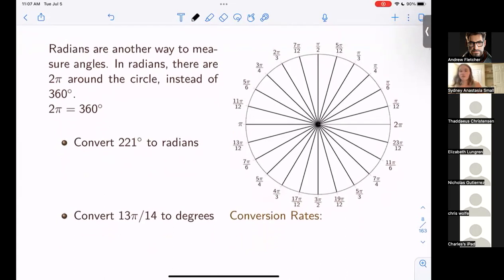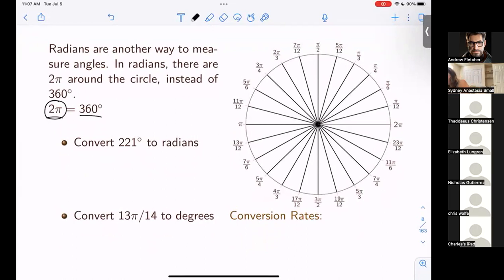In radians, instead of 360 degrees, there are 2 pi radians around a circle. So because one full circle here is 2 pi, and in degrees, a full circle is 360 degrees, it makes sense that 2 pi radians equals 360 degrees. Now, notice that there's no unit here. That is actually customary, and we'll see why in a bit.